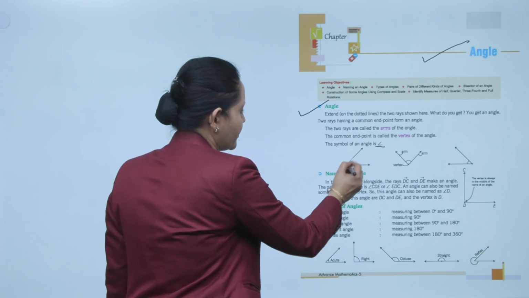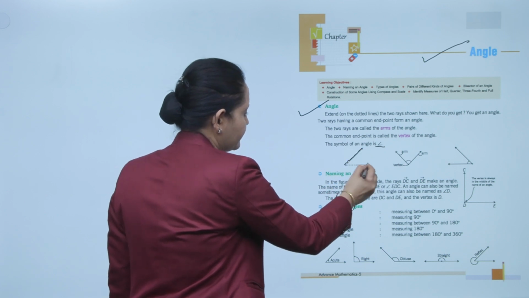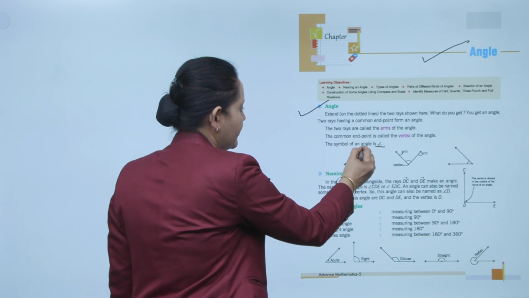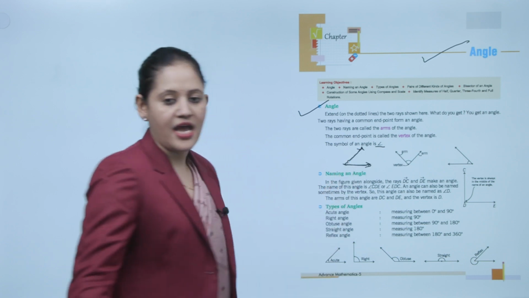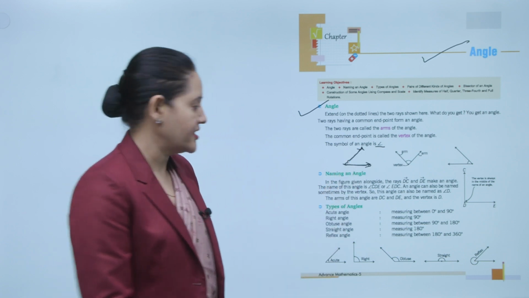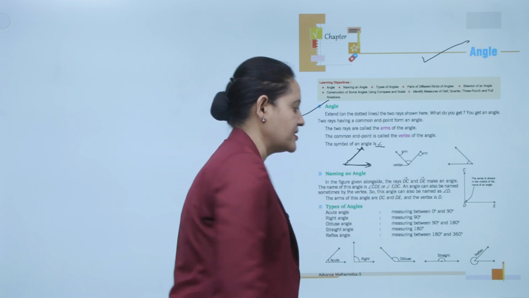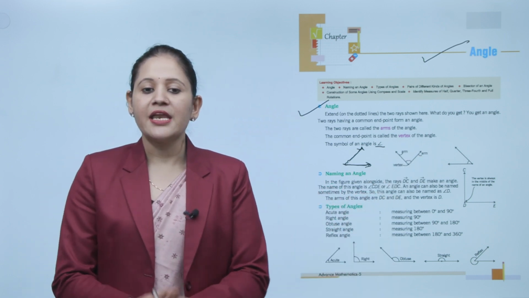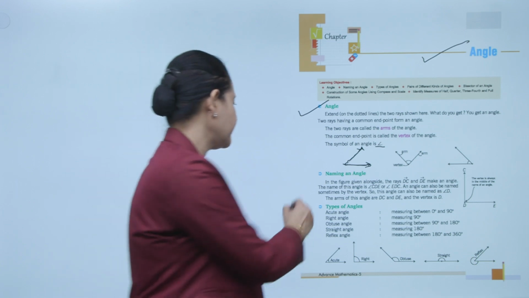These are the two rays. And this is the common endpoint. This is called vertex. These are called two arms. This forms an angle. Next is naming an angle.